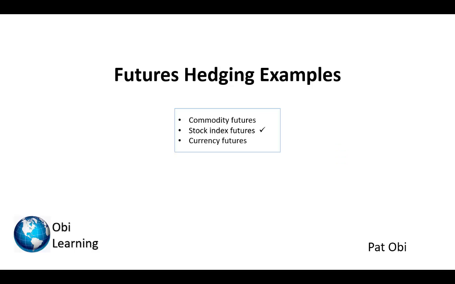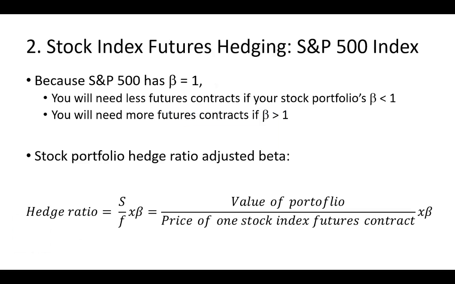This futures hedging example uses stock index futures. Remember that market risk, also referred to as systematic risk, is measured by beta. And also remember that the beta of the market is 1. And we typically proxy the market index, the market portfolio that is, using a well-diversified stock index such as the S&P 500.